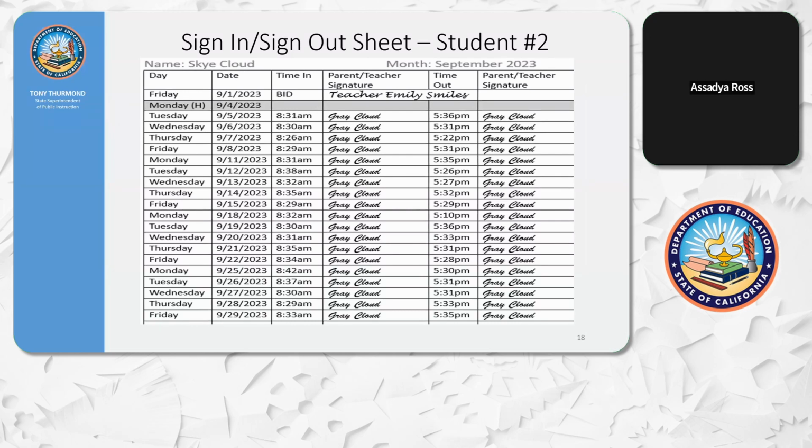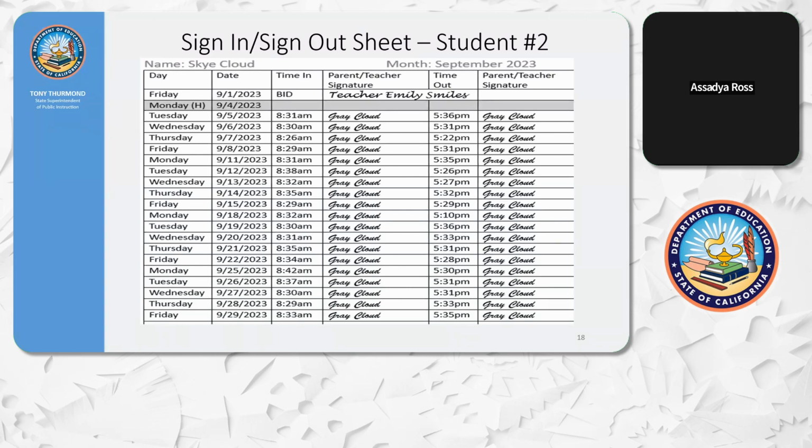Next, we'll look at an example of a sign-in and sign-out sheet for Sky Cloud. Sky Cloud is certified to attend the program Monday through Friday from 8:30 to 5:30 every day, I believe. So you'll see on the sign-in and sign-out sheet that actual times are being used and full signatures are being used. You'll see that on Friday, 9/1/2023, a best interest day was used by Sky Cloud. This was notated by teacher Emily along with a signature.